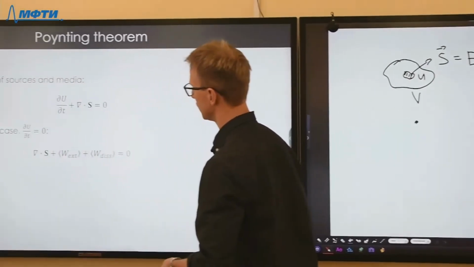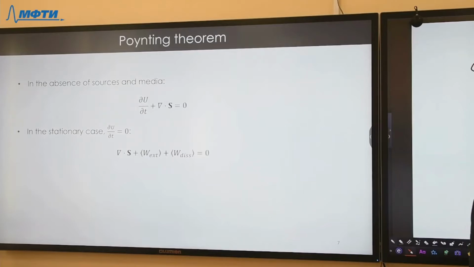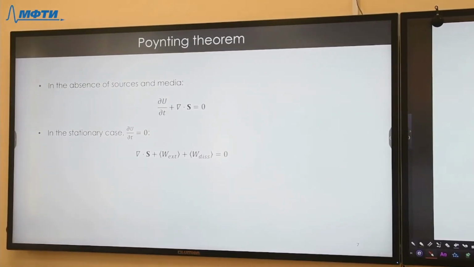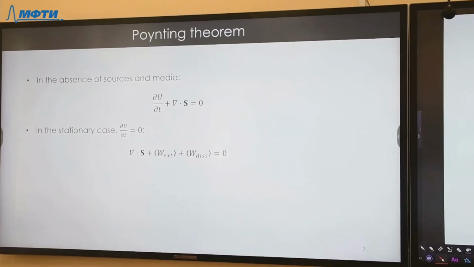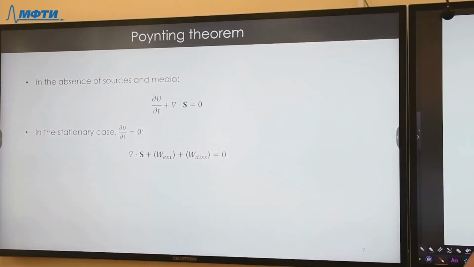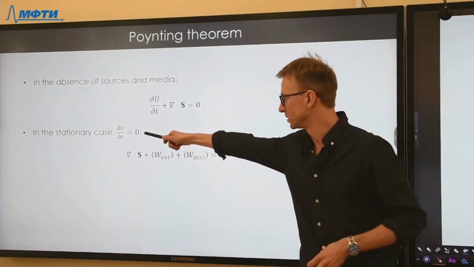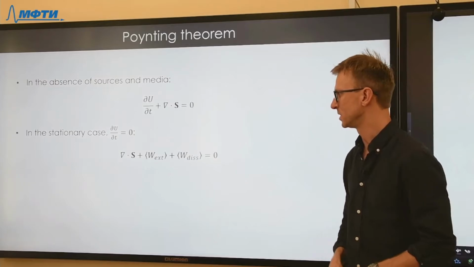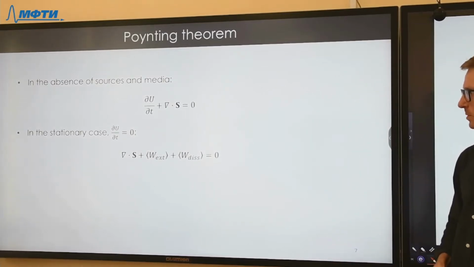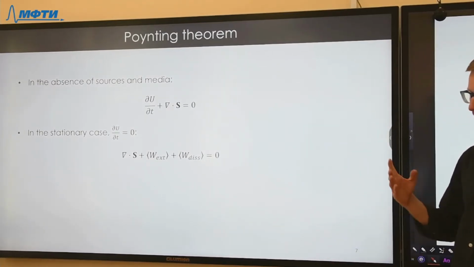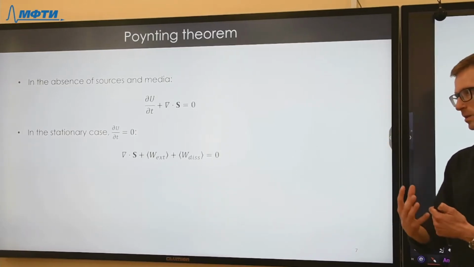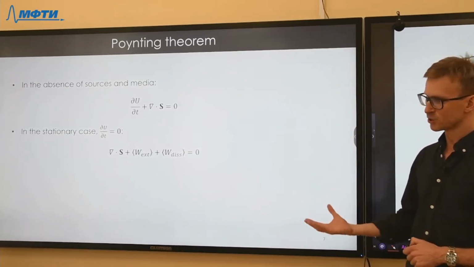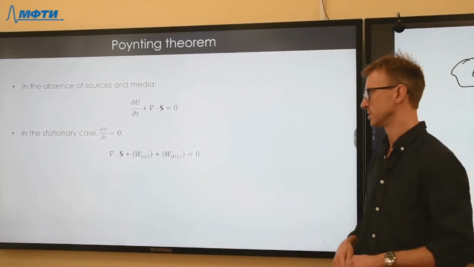Another practically common case is the stationary case, where the fields are monochromatic, and the electromagnetic energy density at every point is stationary. Therefore, this guy disappears, and this equation now expresses the energy balance. The incoming energy flux at a certain point inside a certain volume is balanced by dissipation, by currents, and possibly dissipation of the medium.